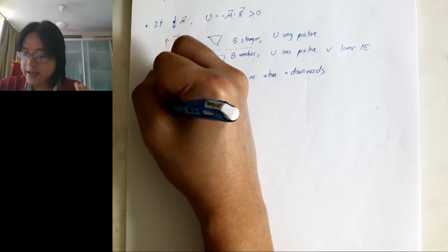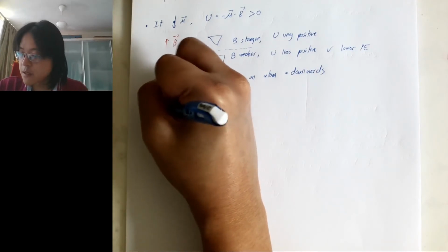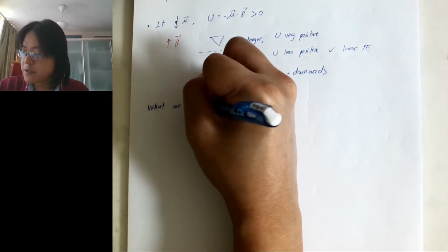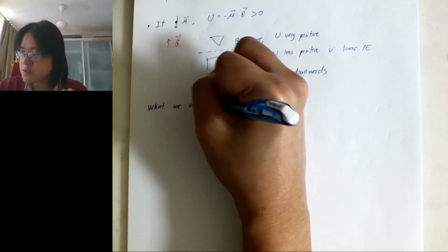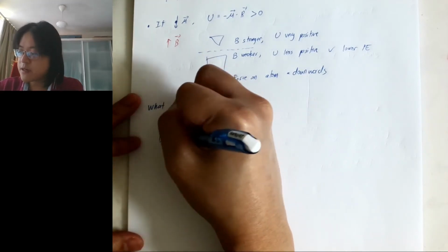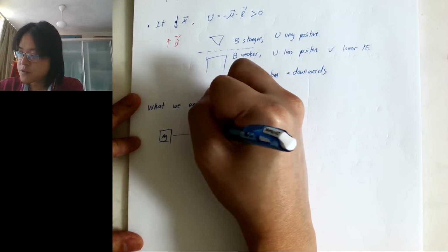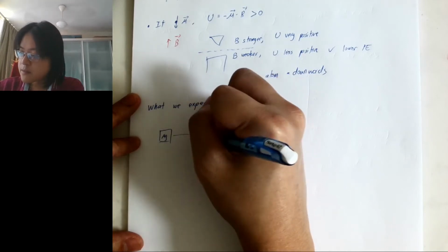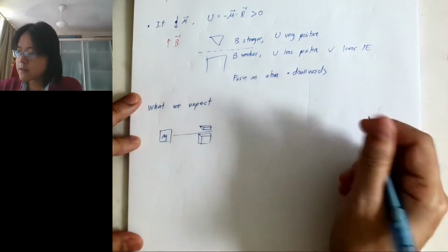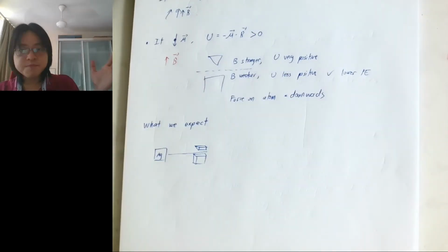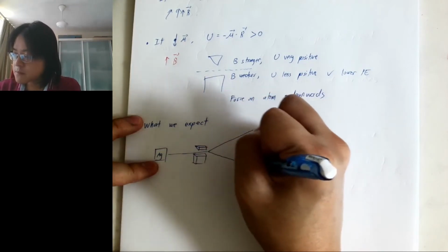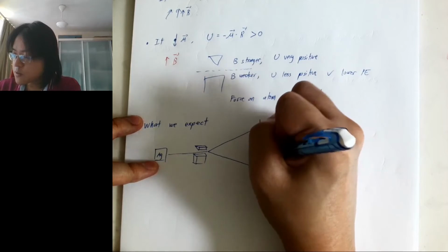So when Stern and Gerlach designed the experiment, they had some expectation if we have this traditional model of the atom. So what we expect is that we have the Stern-Gerlach oven here, and then we shoot the beam through the magnet, through the center of the magnet. The beam will spread, and then it will hit the screen over here.